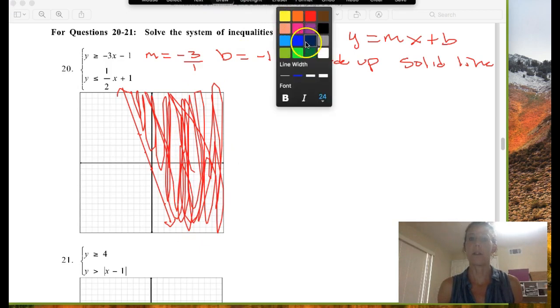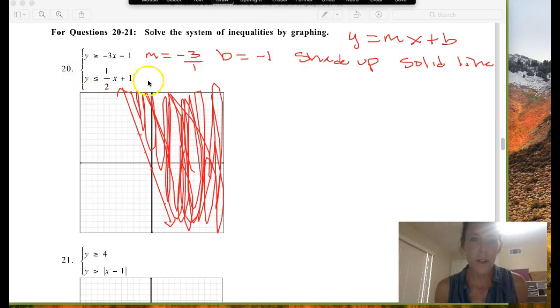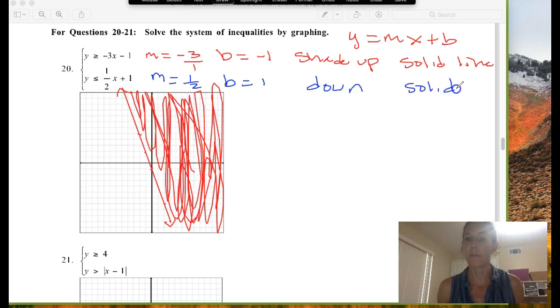Now let's go ahead and do the second line in blue. This is already in slope-intercept form, thank goodness. So my slope is 1/2, the value next to the x, and my y-intercept is 1. I have y is less than, so I'm going to shade down. And y is less than or equal to, so it is also a solid line. So let's go ahead and mark it. We're going to go here at 1. There's my y-intercept. My slope is rise 1, run 2. Rise 1, run 2.